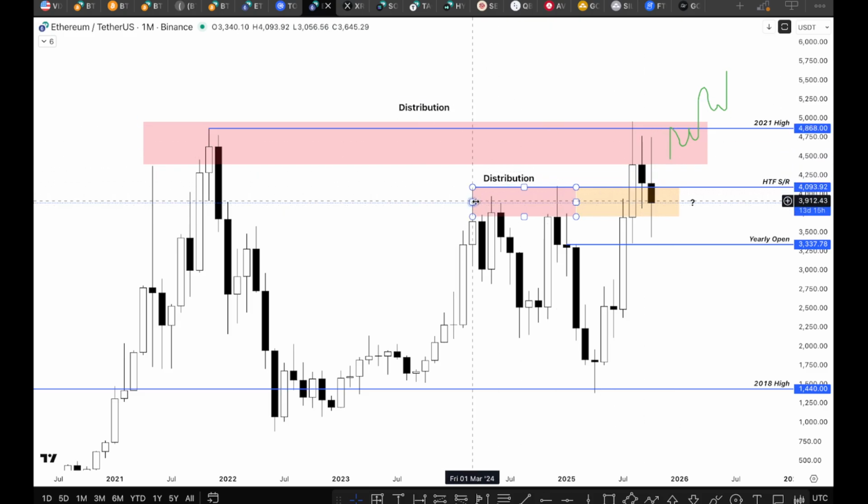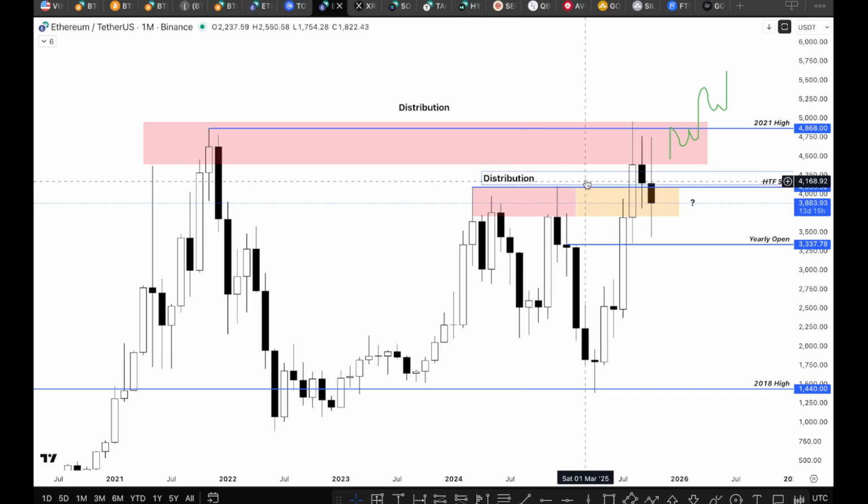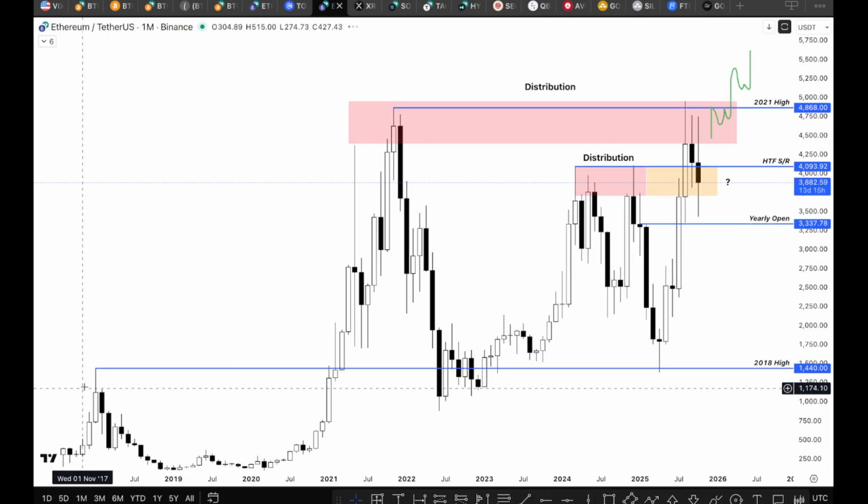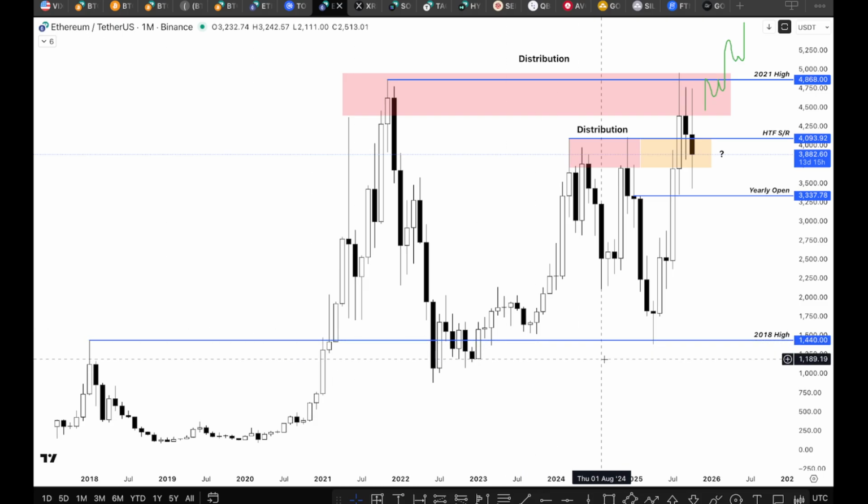We also had this distribution in 2024. And now we are back testing it. We did manage to break above it. So it's yet to be seen, can we flip this into some sort of accumulation? Below there, we've got the yearly open pivot level, which we wicked to. And also, of course, we've got that beautiful 2018 all-time high pivot level. Look how beautiful these work.